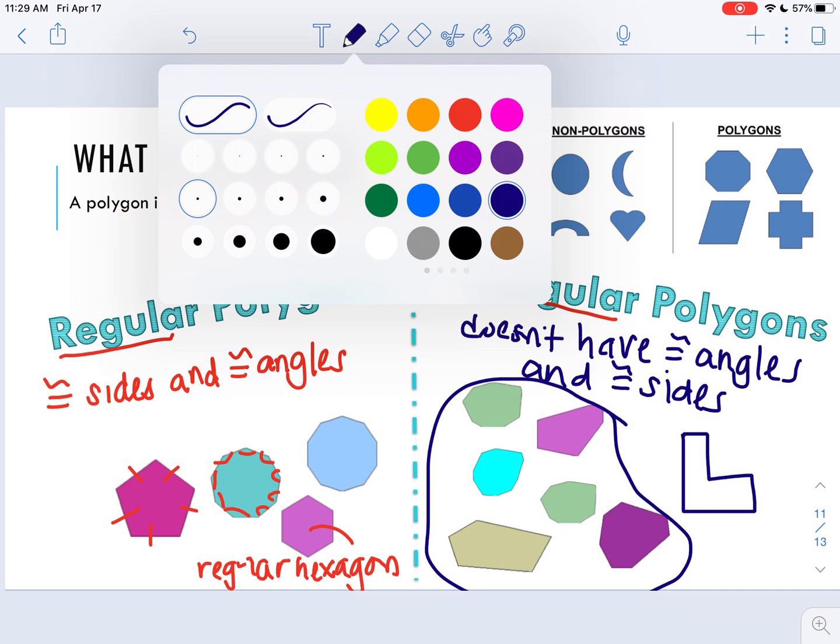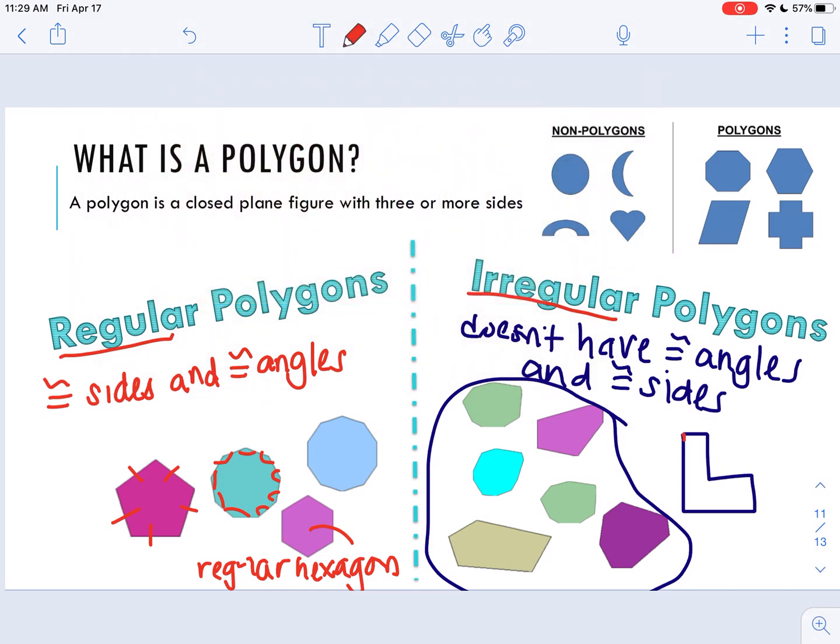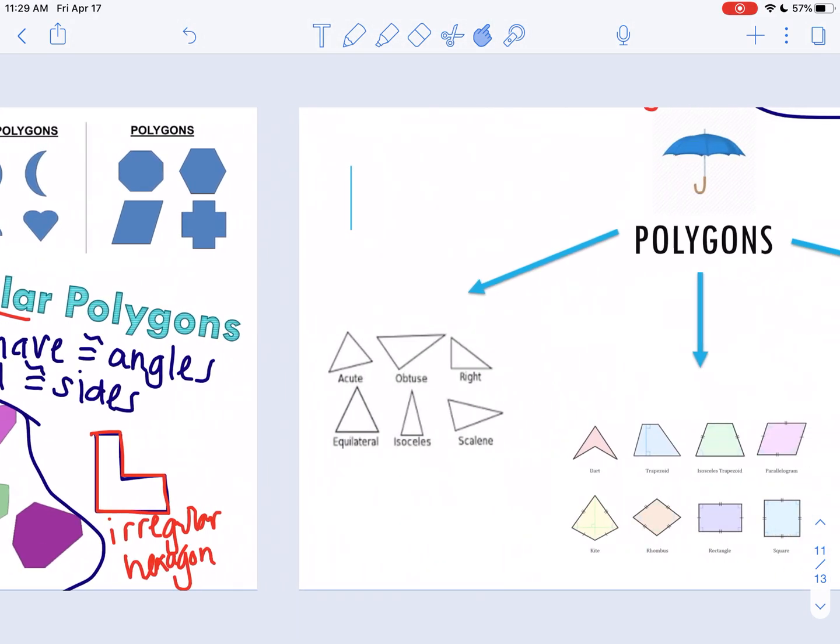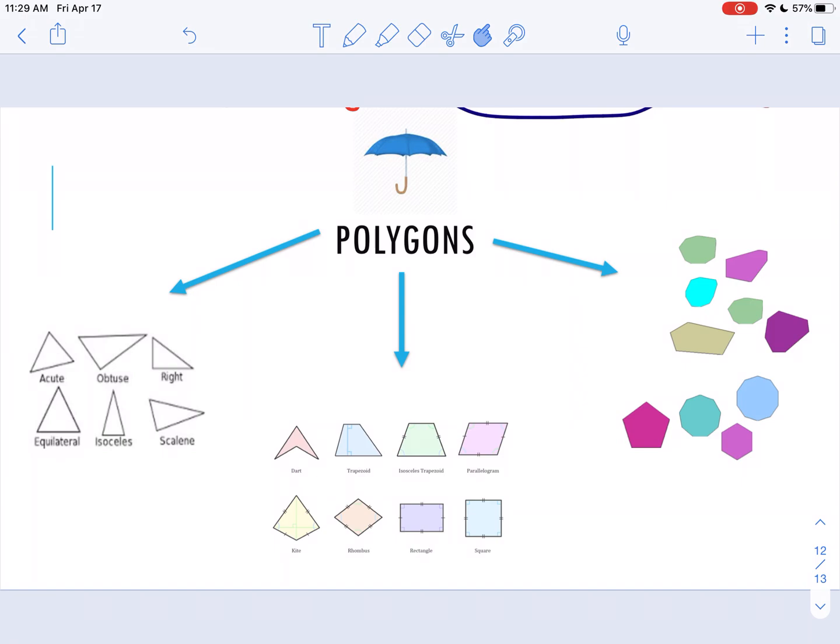So to figure out what type of irregular polygon, I do the same thing. I count the sides, 1, 2, 3, 4, 5, 6. So it's still a hexagon, but we just call this an irregular hexagon. All right, so we've just done a lot. Let's summarize everything that we've learned in today's lesson.